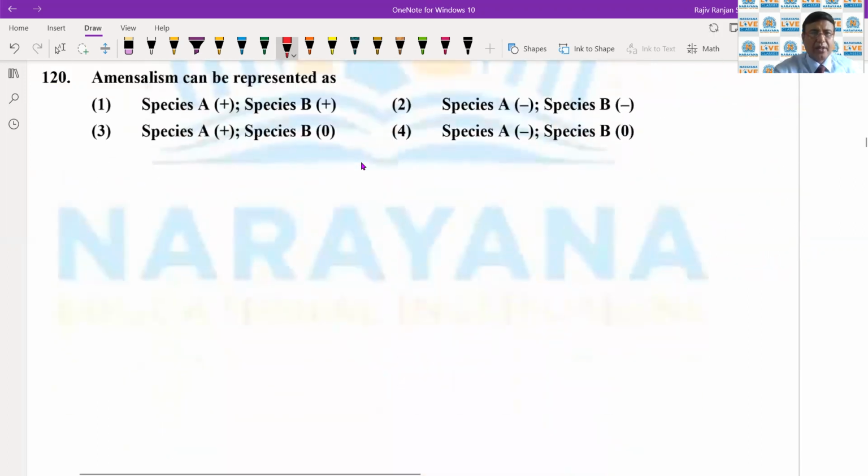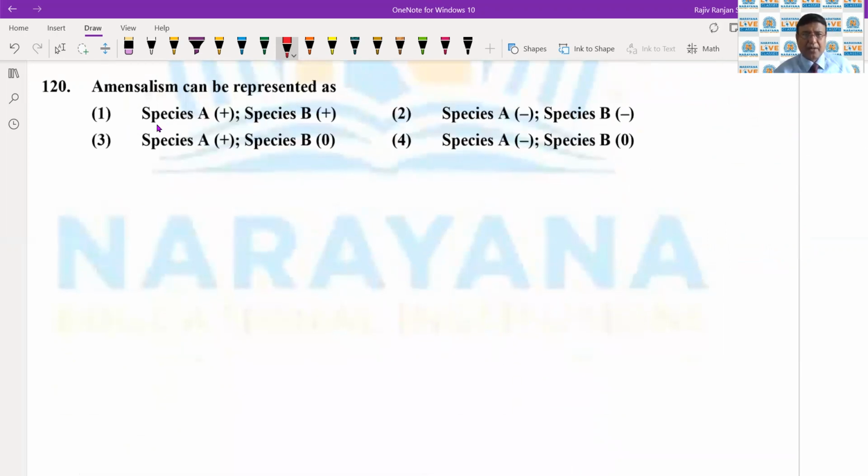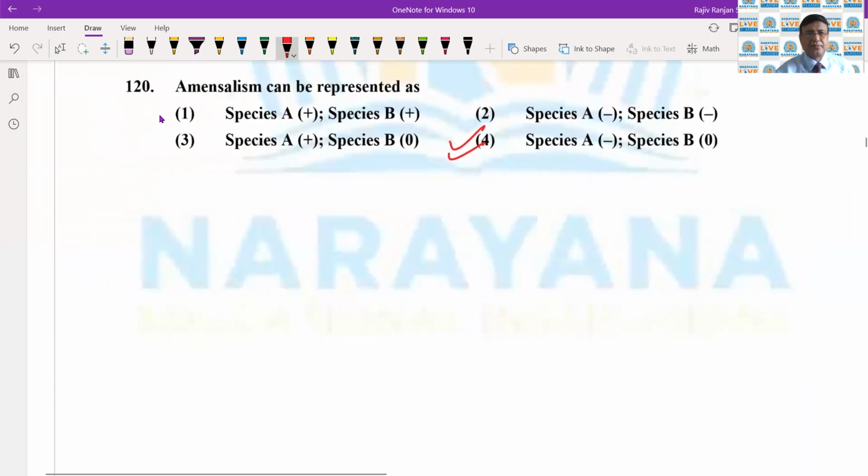Let's now see question number 120. Amensalism can be represented as: 1, species A plus, species B plus; 2, species A minus, species B minus; 3, species A plus, species B minus; and 4, species A minus and species B 0. The correct option is 4. Amensalism is a negative kind of relationship. In the first, species A is benefited and species B is also benefited, so this is mutualism. In the second, species A is harmed and species B is also harmed, the twin negative relationship we find in competition.